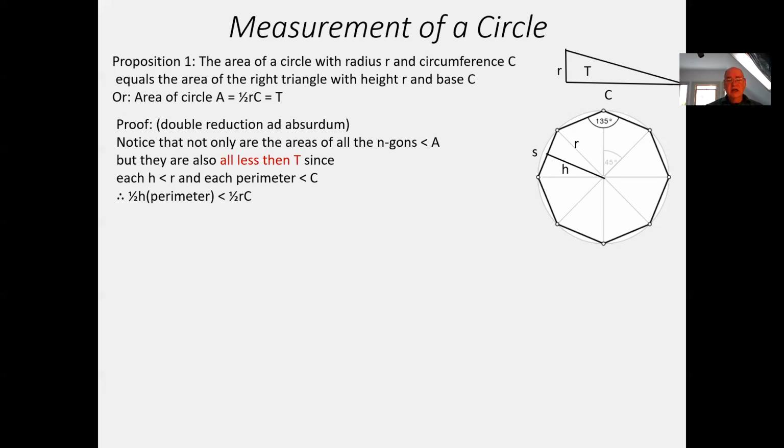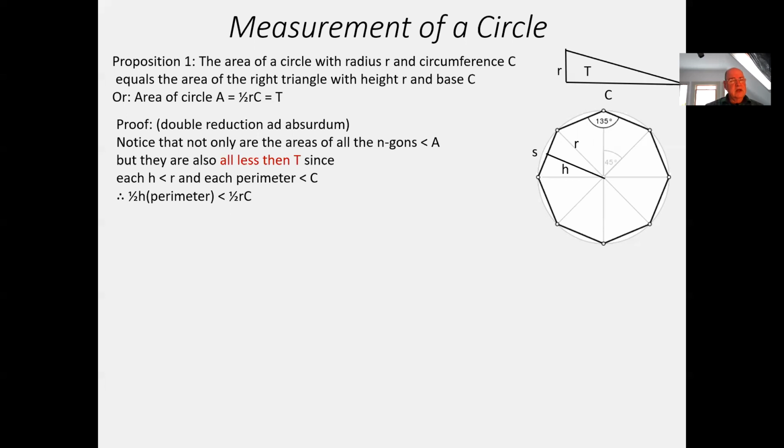Notice that not only are the areas of all these n-gons less than A, okay, that's visually the case, right? You go inside each one, you have area outside, excess, which, the circle is not enclosed. The circle is outside of those straight lines. So yes, the area of the n-gon is less than the area of the circle. We can see that. But also, the area of the n-gon is less than the area of the triangle.